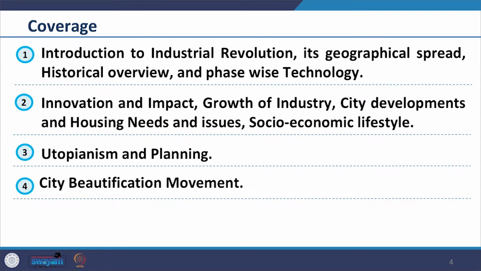We will also see utopianism and planning, which came up eventually following this period. We also see the city beautification movement which came up. So, we are going to cover all these aspects in today's session.